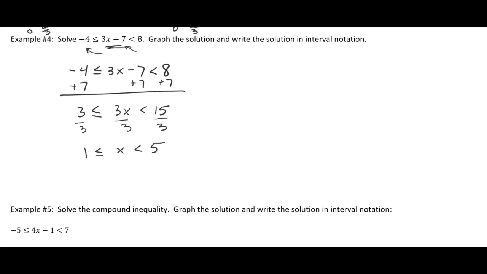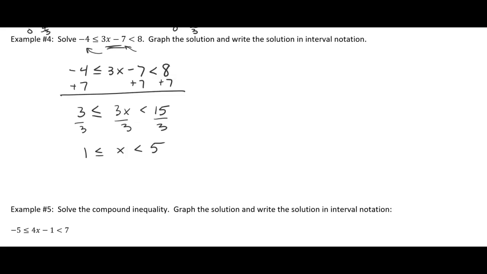And I call this the in-between situation, right? X is between 1 and 5. It can equal 1, but it can't equal 5. So it's saying x is greater than or equal to 1, but also less than 5.